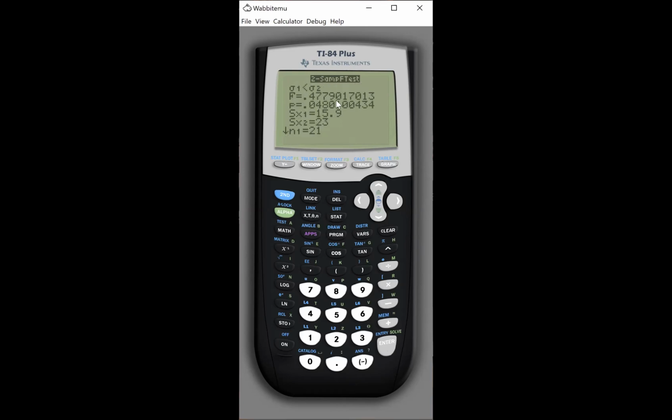It gives me the F value, which is 4.779, which we calculated by hand because it wasn't that bad to do. They gave me the p-value, which is 0.04801. All right. Everybody good on the p-value 0.04801? All right. So back to my notes, I shall go.